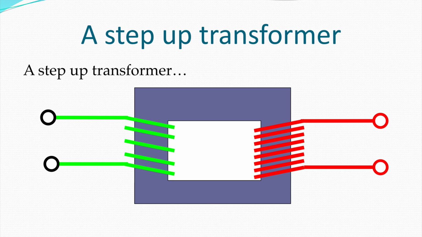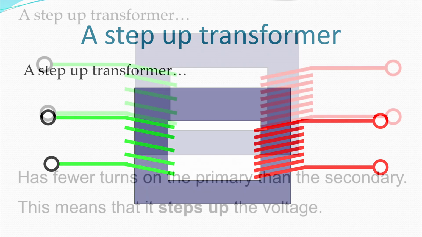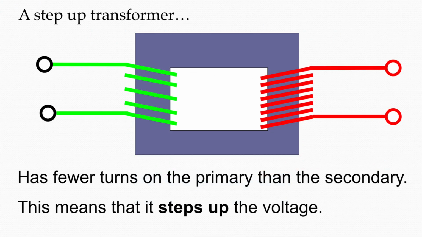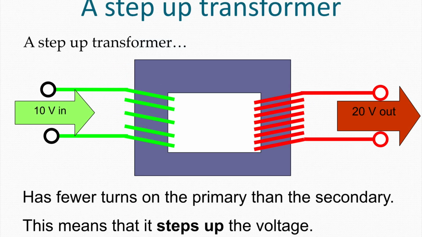A step-up transformer will have a higher number of loops on the secondary coil. If we have twice as many loops on the secondary coil as we do on the primary coil, then we will have twice the voltage coming out of the secondary coil as we put into the primary coil. Here we have twice as many loops on the secondary coil, so 10 volts is increased to 20 volts.